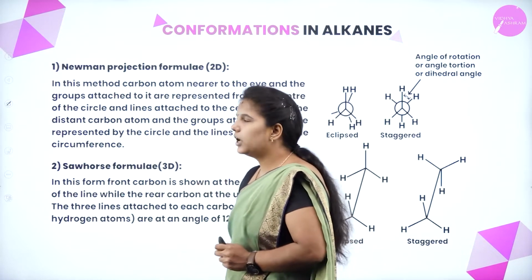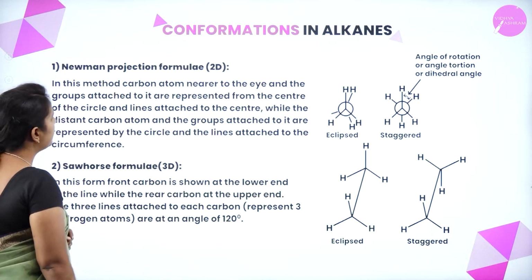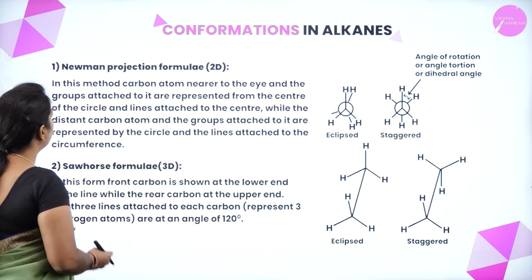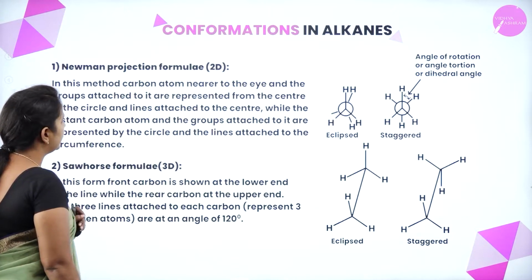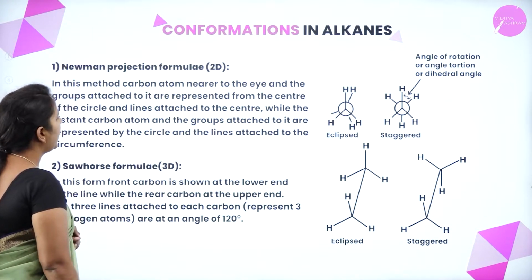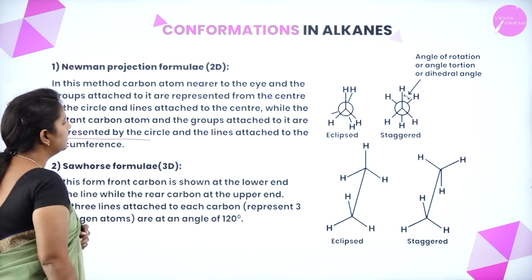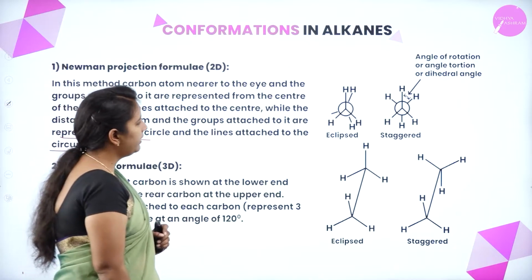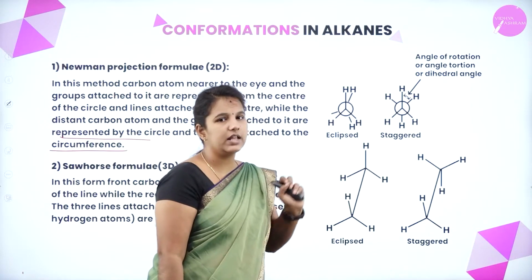Let's see what a Newman projection formula, or the 2D representation, is. In this method, the carbon atom which is nearer to our eyes, and the groups attached to it, are represented from the center of the circle and the lines attached to the center. Whereas the distant carbon atom, having the groups attached to it, is represented by the circle and the lines attached to the circumference. So already I have explained this by writing the structure of ethane in an eclipsed form as well as in a staggered form.